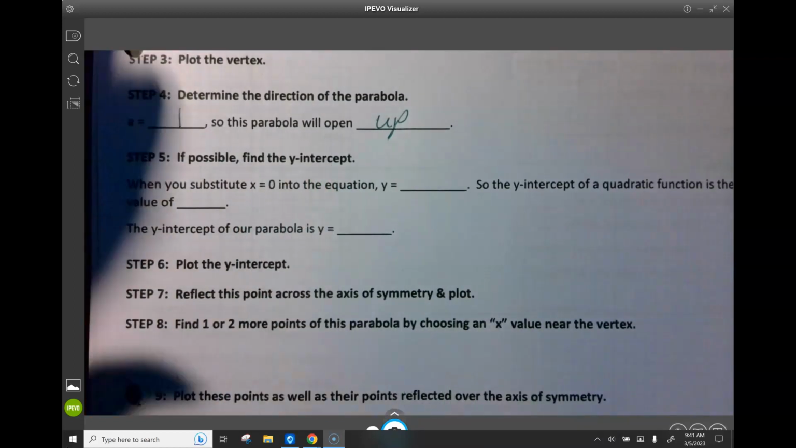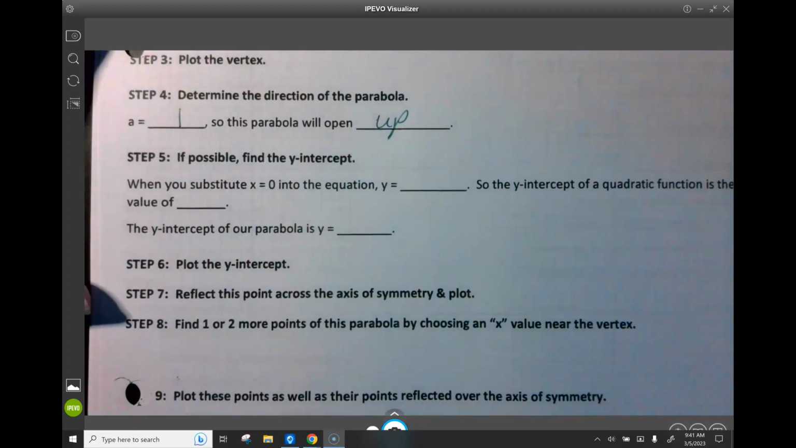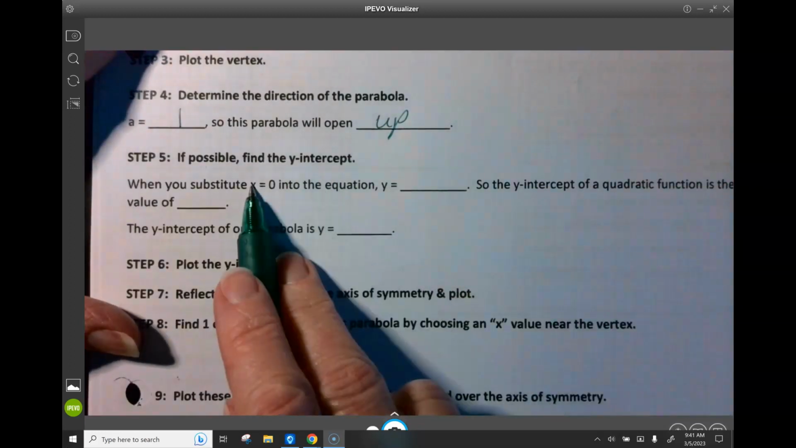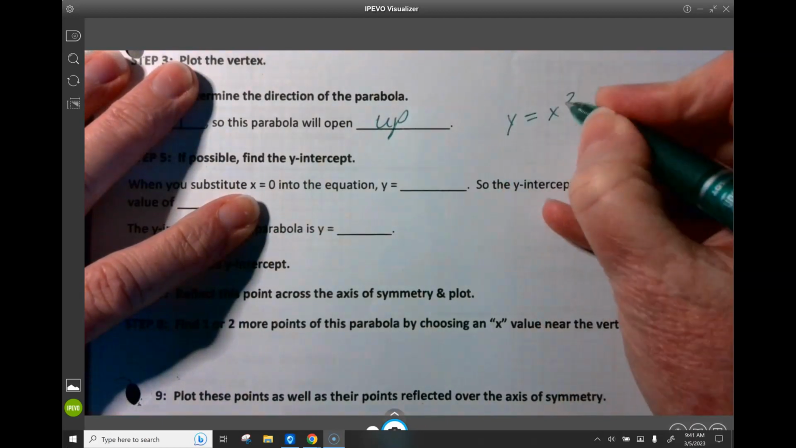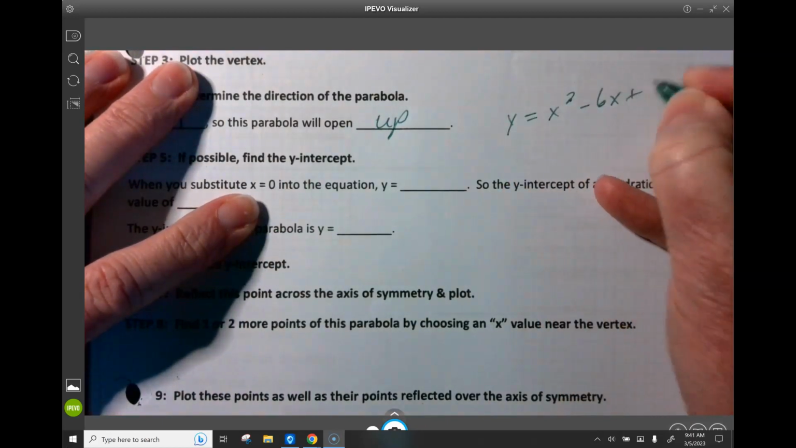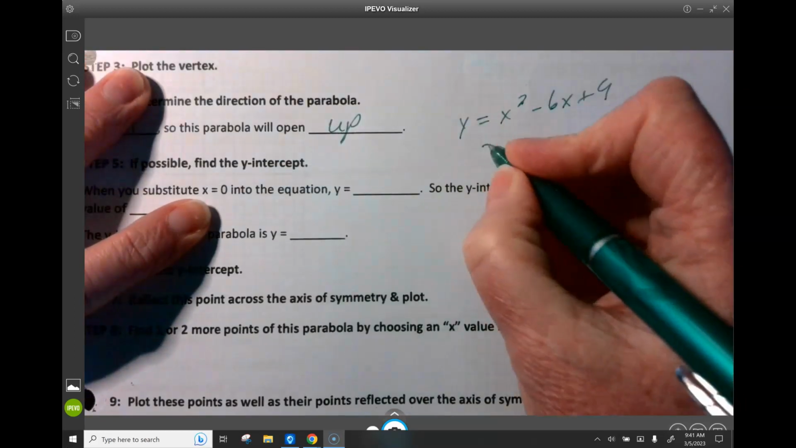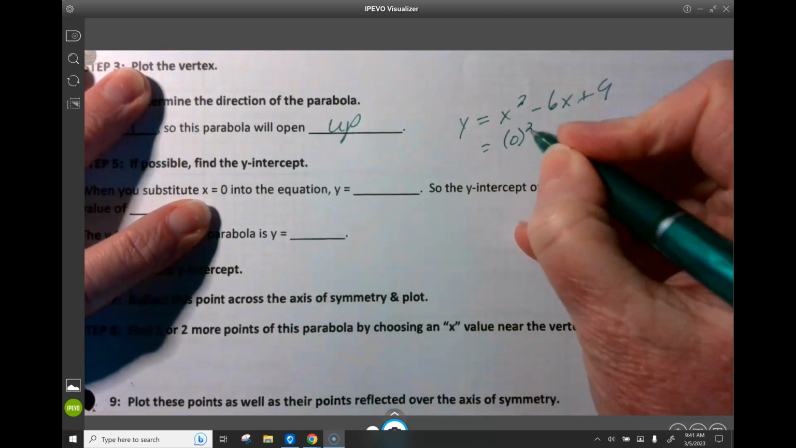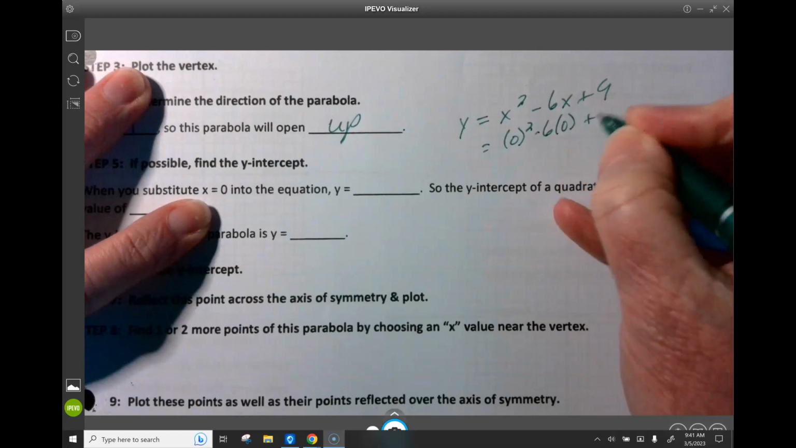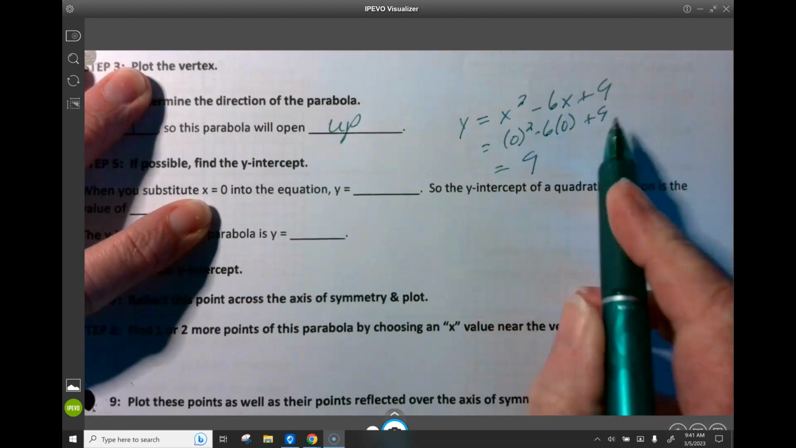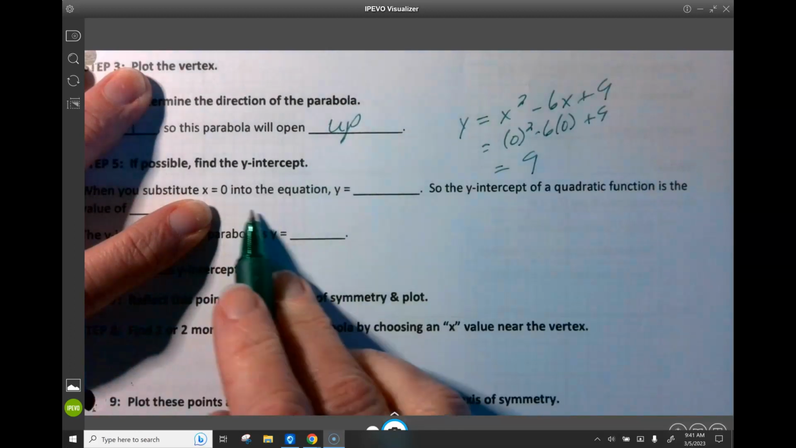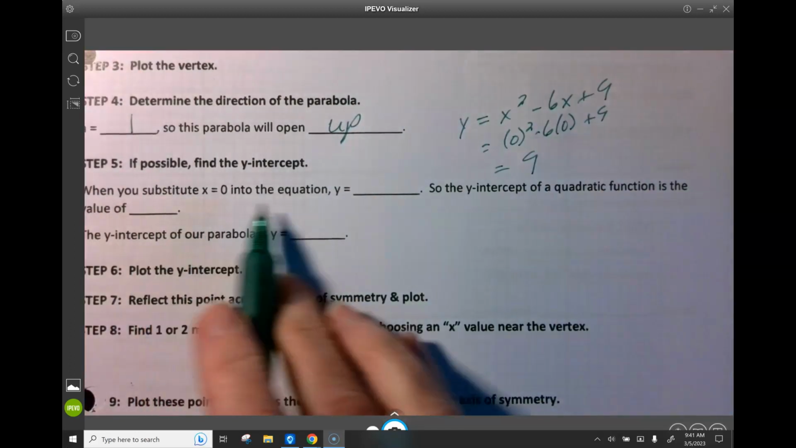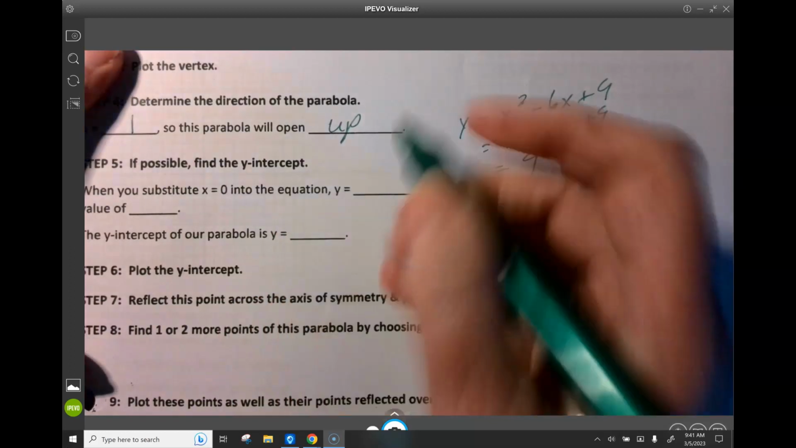Remember I told you when we first started doing y-intercepts, that's going to be important. So we're going to plug 0 in for x. Let's write down our equation again, x squared minus 6x plus 9. We plug 0 in for x. And notice everything drops off but this number, our constant. So when you substitute x into the equation, y is equal to 9.